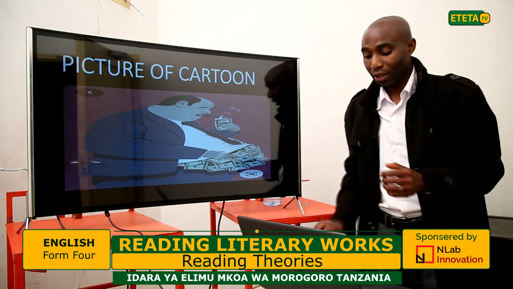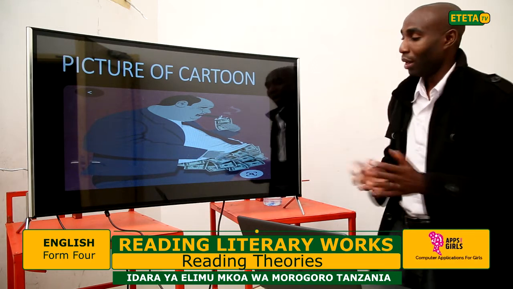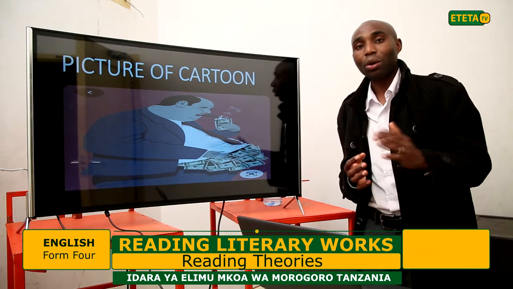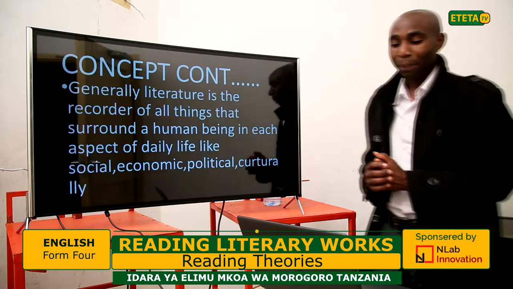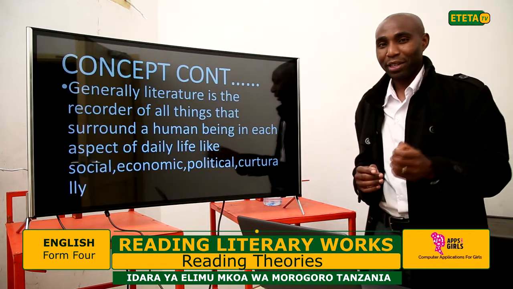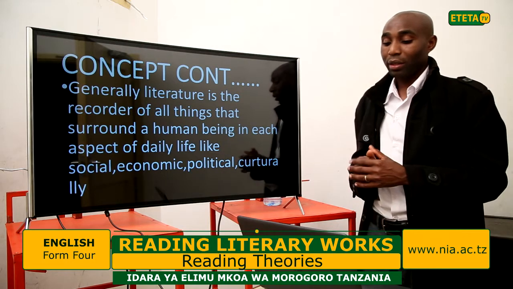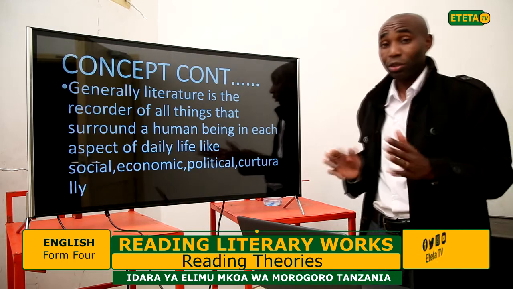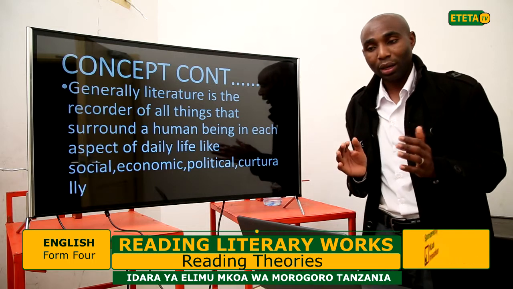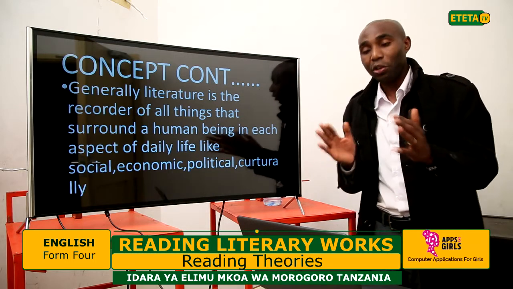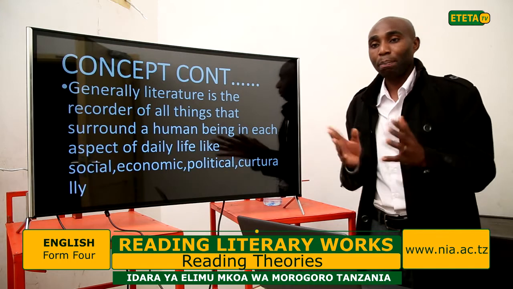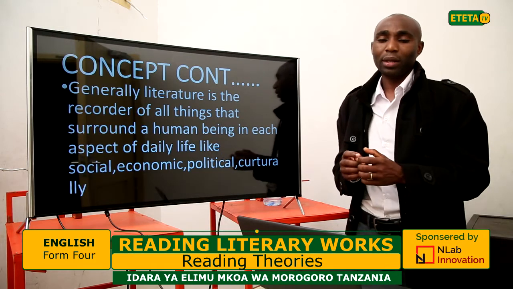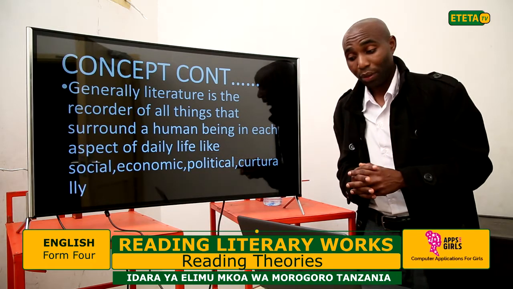Now, as you can see, there is a picture of a cartoon. It shows maybe a politician who is selfish within his particular society. Generally, very wonderful, my dear students, very marvelous. Literature is the record of all things that surround a human being in each aspect of their life. In a simple way, literature refers to all things which surround a human being, like mountains, people, places, and all things which happen in our daily life. We call it literature. Thank you very much.